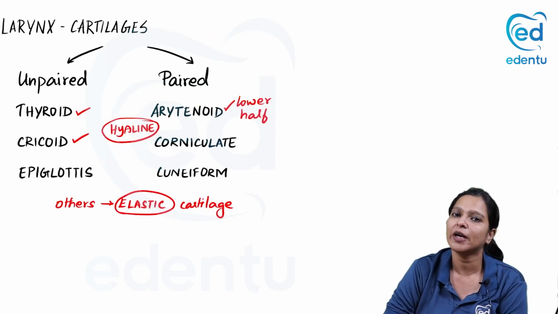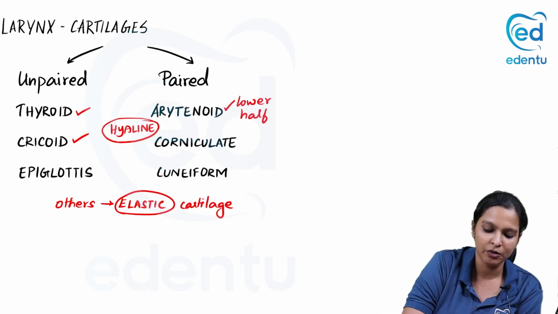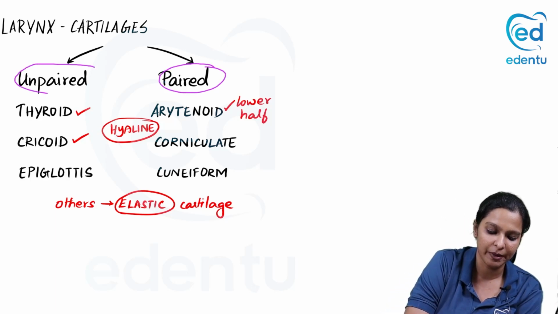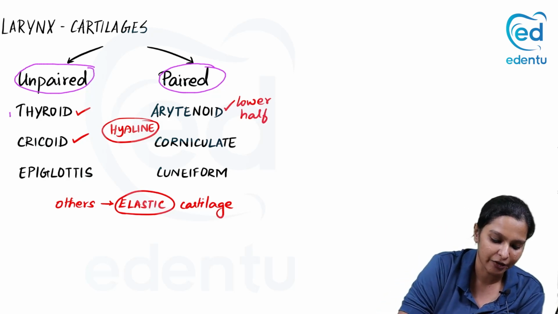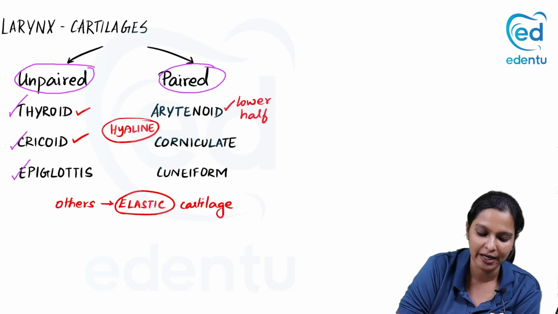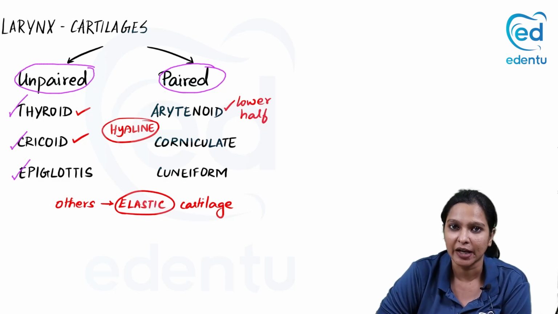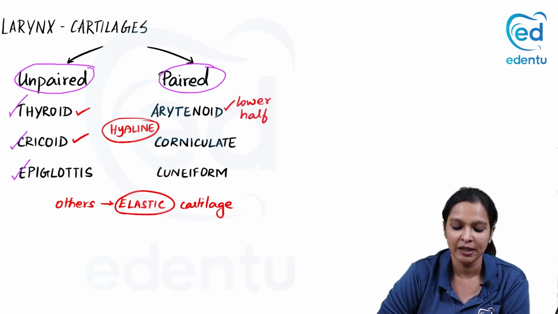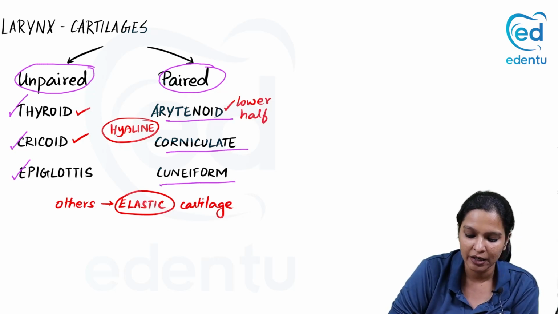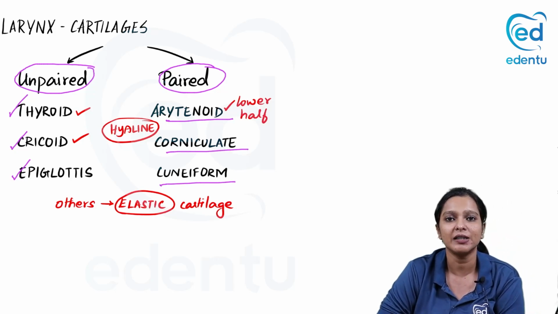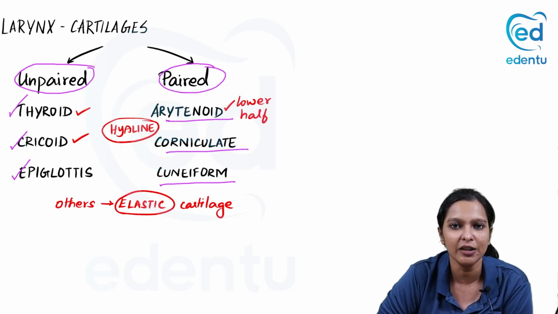Now, first we look at what are all the cartilages present in the larynx. They can be divided into two groups, paired and unpaired cartilages. The three unpaired cartilages are the thyroid cartilage, cricoid cartilage and epiglottis. These are one each in number. And what are the paired cartilages? Arytenoid, corniculate and cuneiform. The paired cartilages, one is present on either side.